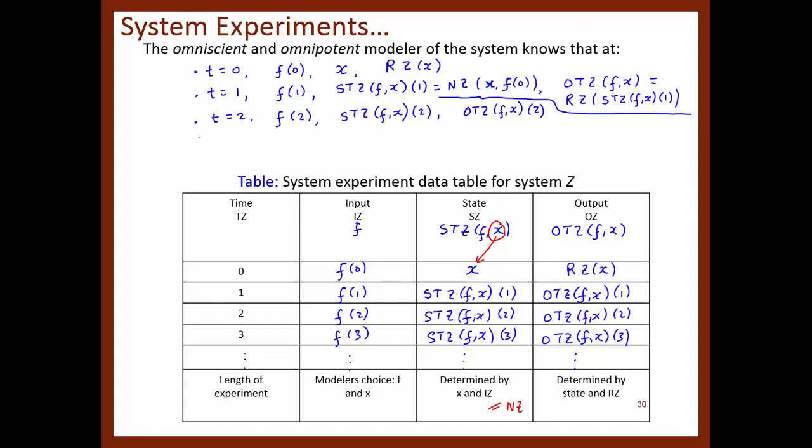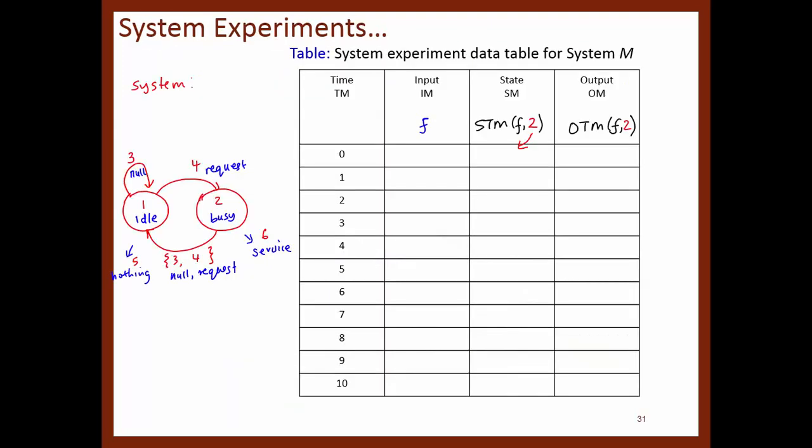You start with the initial state, x, coming from here, and you see what the readout function is based on that state. But from this state to the next state, you take into account the input, f of 1, and the previous state, which in this case is x, to represent the next state of your system. And that behavior is repeated after each time period. So this is what we call system experiment data.